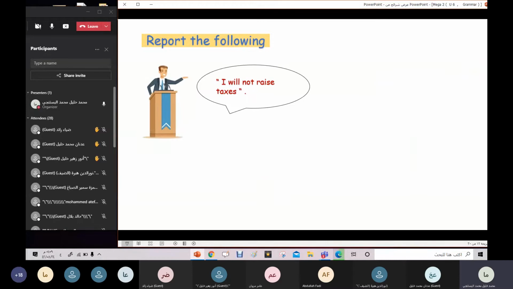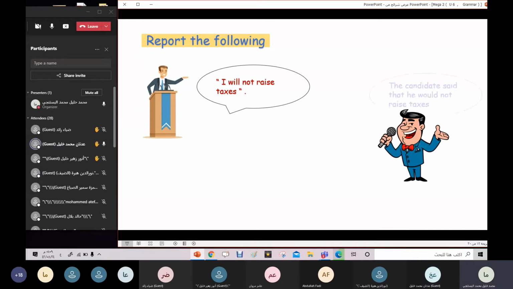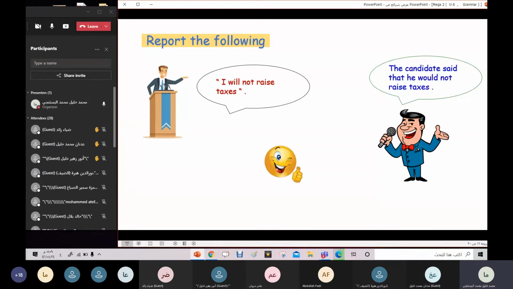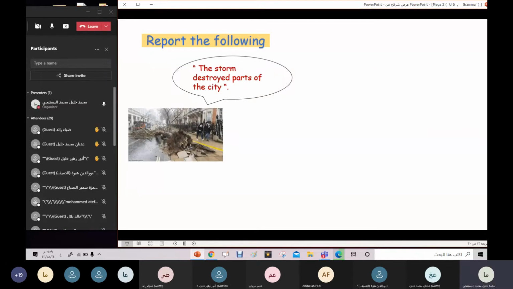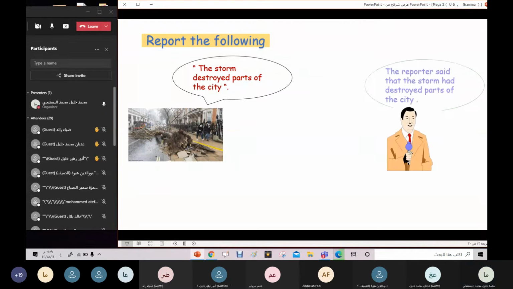I will not raise taxes. Adnan. He said he won't raise taxes. He won't? Or he would not raise taxes. Would not. Good. He said that he would not raise taxes. Good. The storm destroyed parts of the city. Here we have simple past. Yes, Dia. The storm had destroyed parts of the city. Good, very good. He said that the storm had destroyed parts of the city. Good.